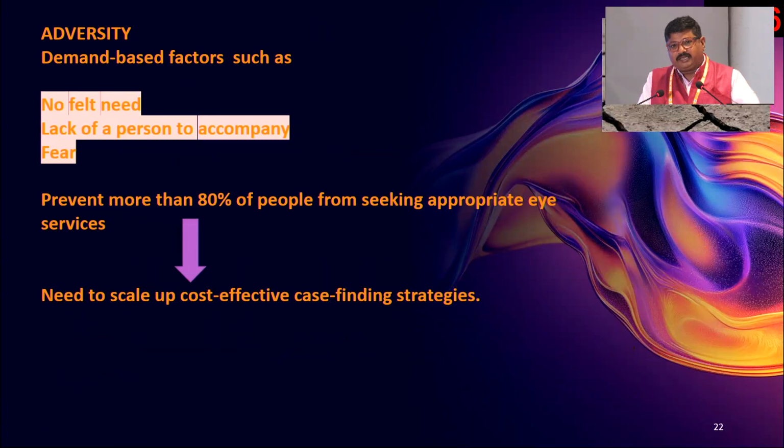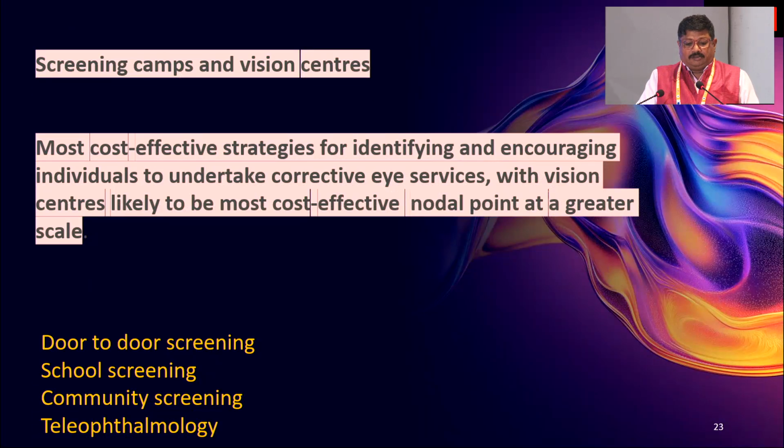And again, these things have some adverse factors, especially in India: there is no need felt by the person, and a lack of a person to accompany them. These are the points which I raised in the recent RAAB survey. Screening camps and vision centers are the most effective vision strategies for identifying and encouraging individuals to take up corrective eye surgery. Vision centers are the most nodal point.